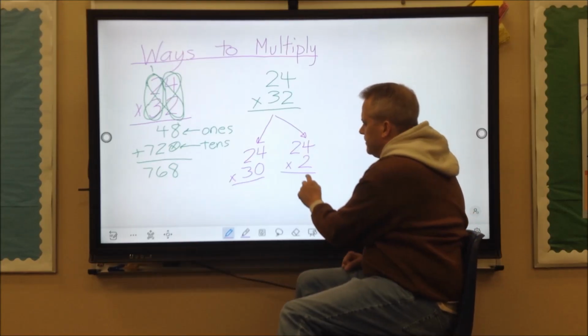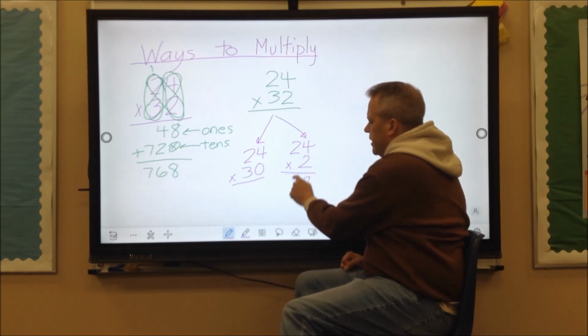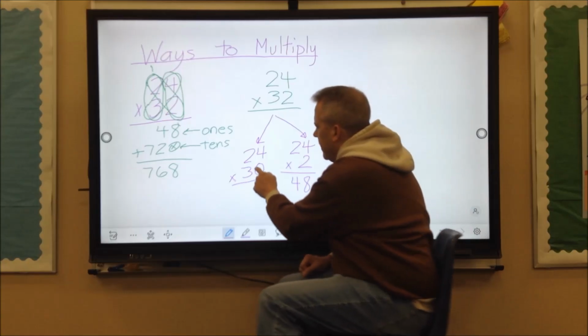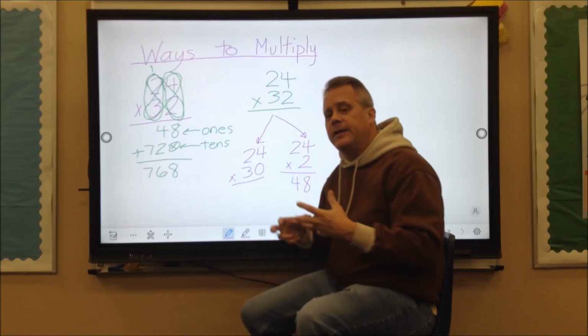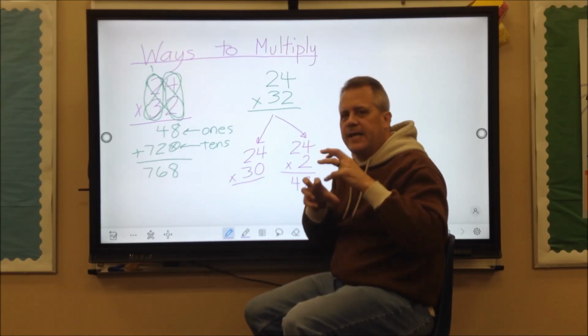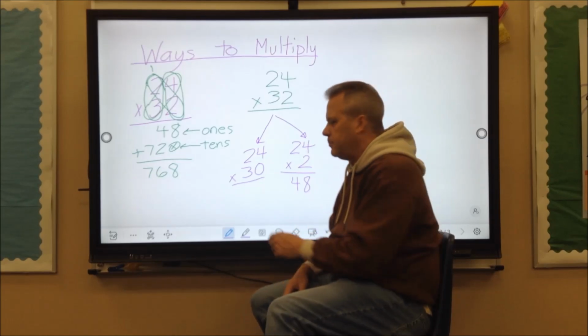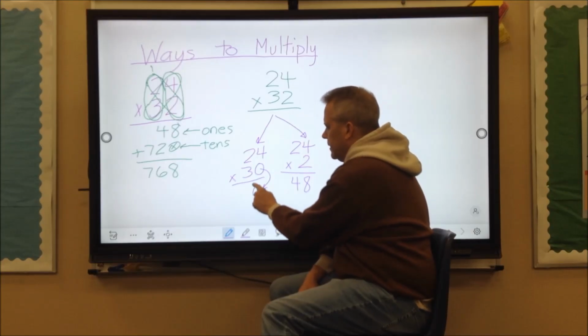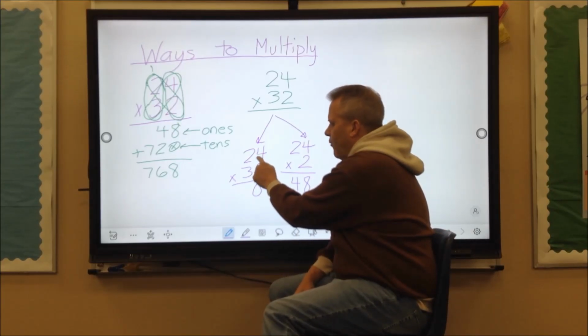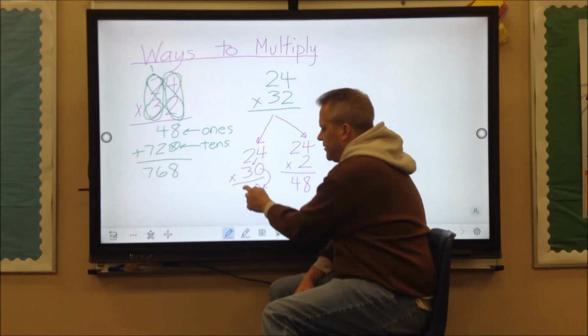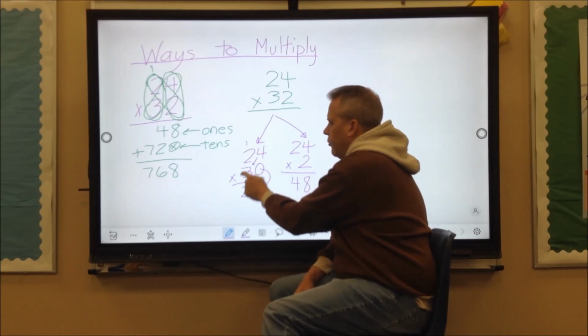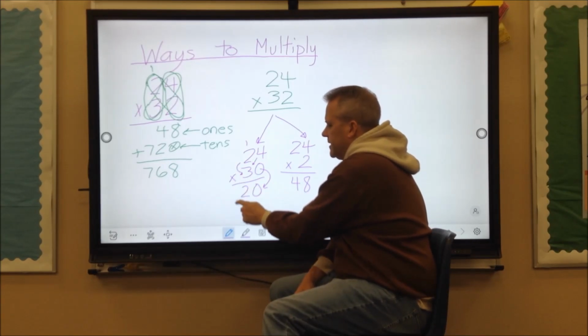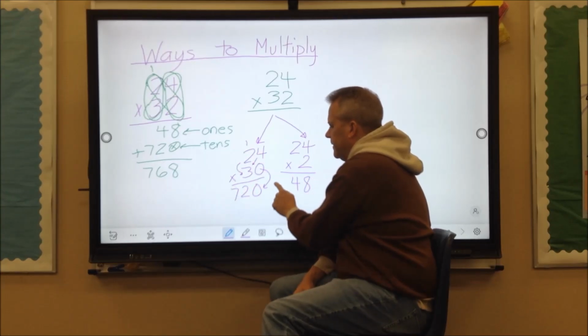So 4 times 2 is 8. 2 times 2 is 4. Whenever you're multiplying a number that has a 0 in it, if the 0 is in the last place, I can just take that 0 automatically down. And now I go 4 times 3. 4 times 3 is 12. Carry the 1. 2 times 3 is 6, plus 1 is 7.